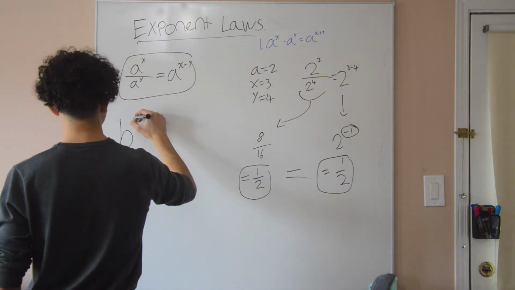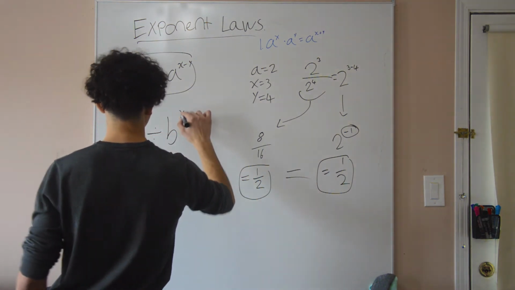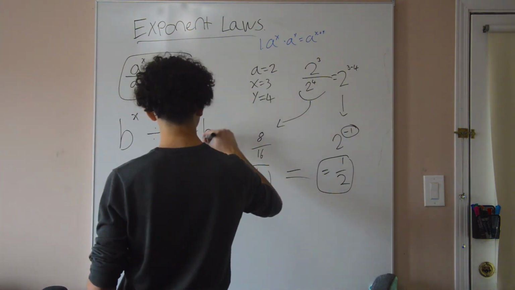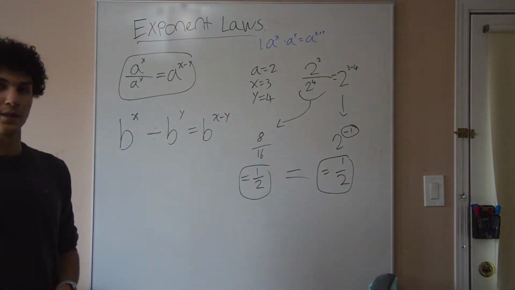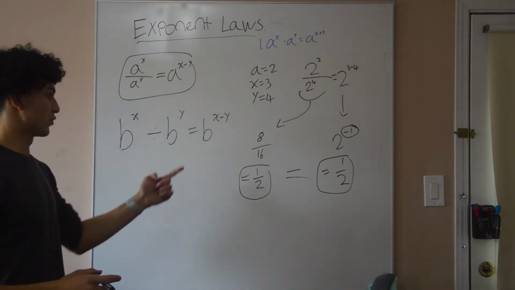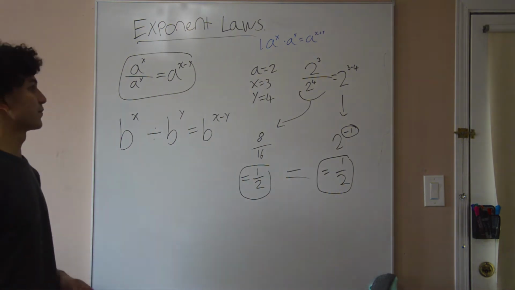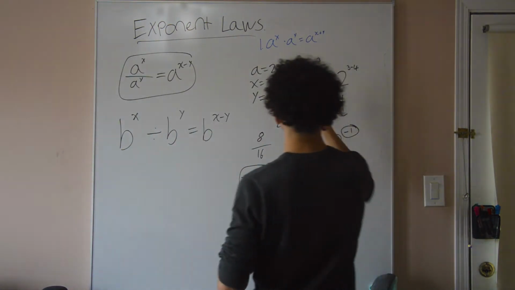When we have a base to an exponent and we're dividing it by the same base to another exponent, we simply just subtract the exponents, just like that. So b to the power of x divided by b to the power of y is equal to b to the power of x minus y. And we proved it. So this right here is our second exponent law.